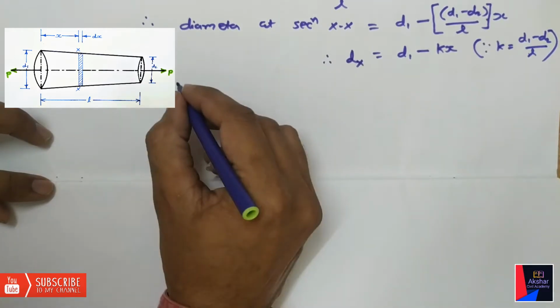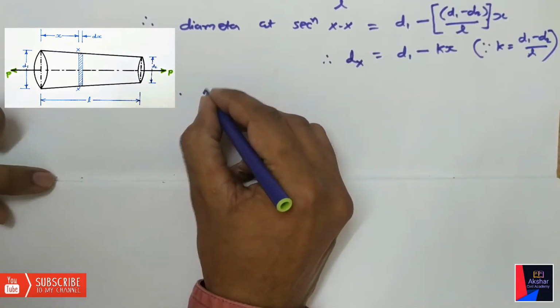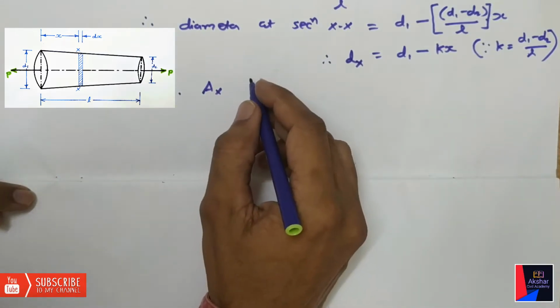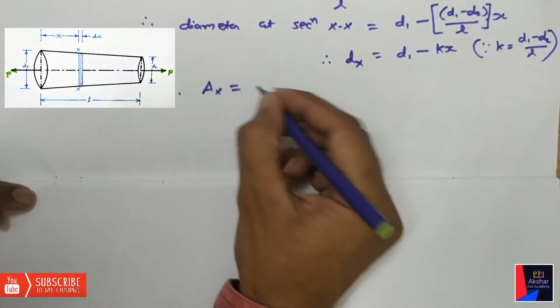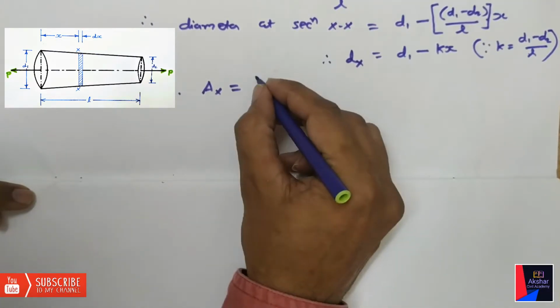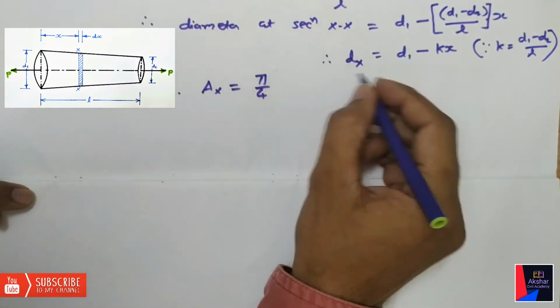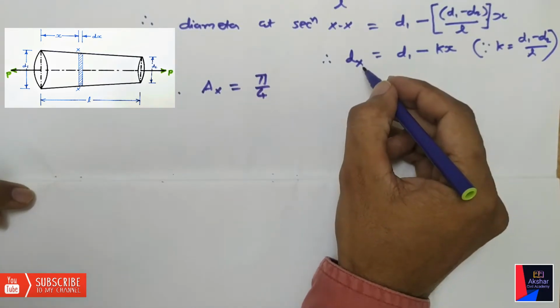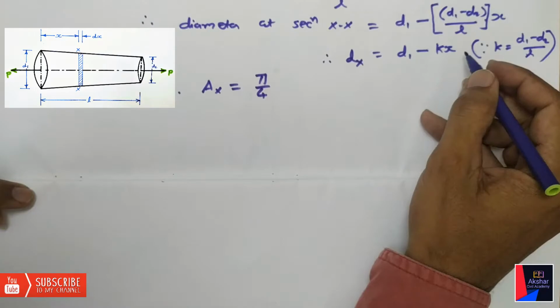Now from this diameter we can find the area of cross section at x. The cross sectional area of the bar at this section xx will be equal to pi by 4 d square, where d is the diameter, so at section x the diameter is d1 minus kx, whole square.